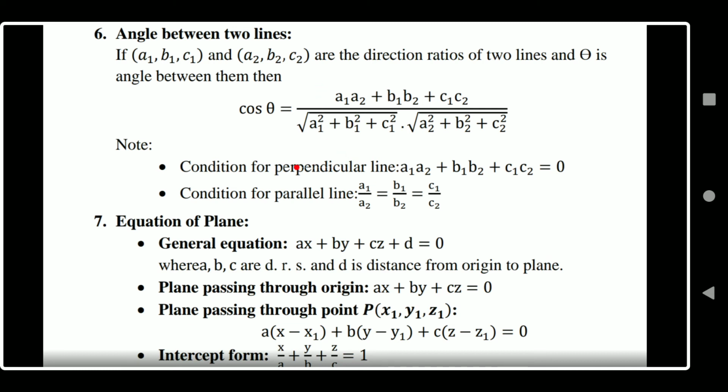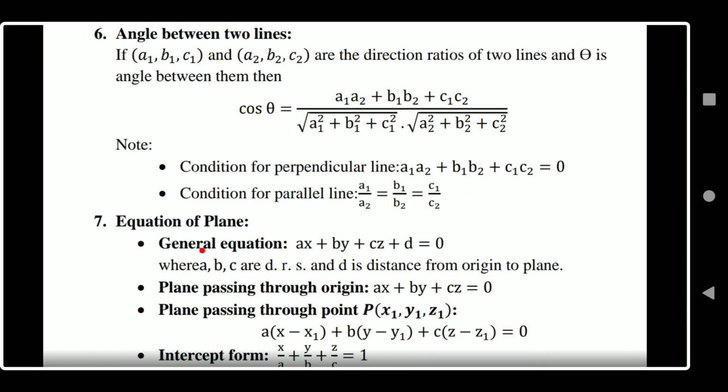Note that for perpendicular lines the condition is a1 a2 plus b1 b2 plus c1 c2 is always equal to 0. And for parallel lines, a1 upon a2 is equal to b1 upon b2, which is equal to c1 upon c2. Remember these two notes, which are most useful.